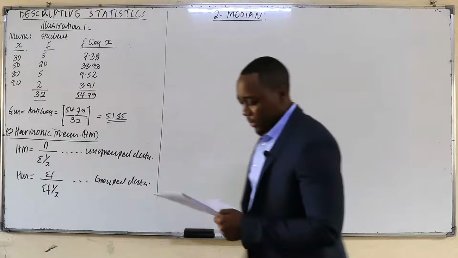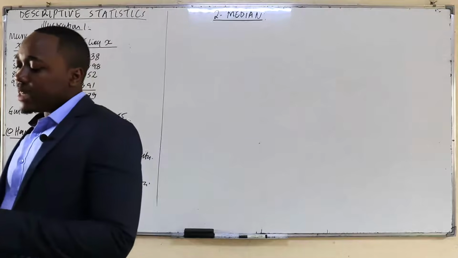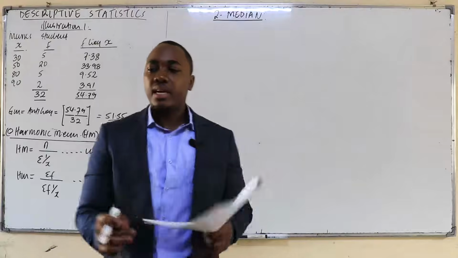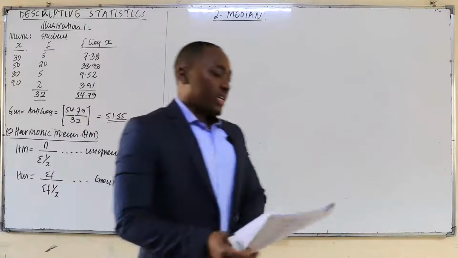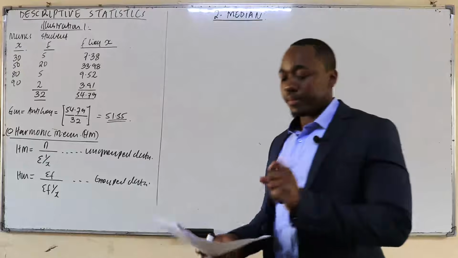So now let's look at median. What do you mean by median? This is the value which subdivides the data into 2 equal parts. Can you understand that? It divides the data into 2. So that's why it's called the median.